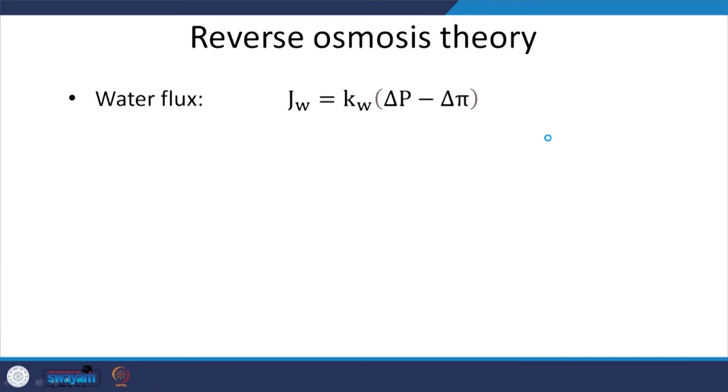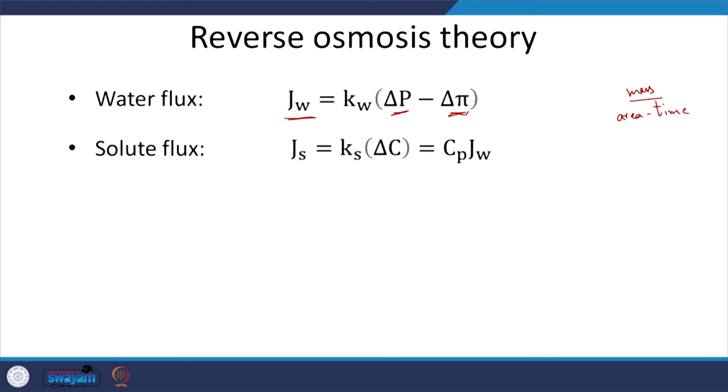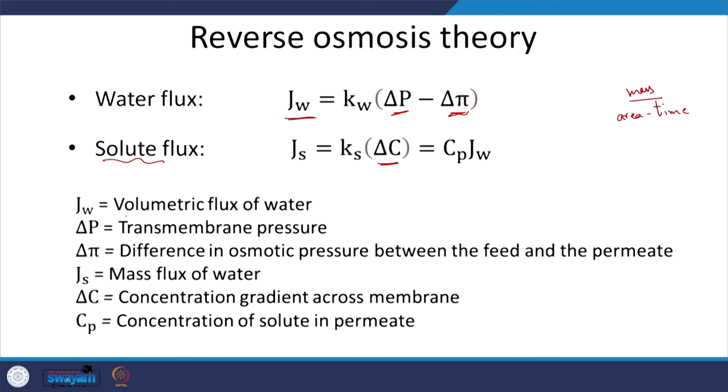Let us move on. So, theory and such is fine, let me not go into detail because this is a UG class. So, what does water flux depend upon? Flux is mass per area per time, typically you can look at the units and understand that in general. So, this is the transmembrane pressure, which is the case for every different kind of membrane, and this is the one that deals with osmotic pressure. For solute flux, I guess it depends upon the concentration gradient, right. So, let us see what we have: volumetric flux of water, transmembrane pressure, and difference in osmotic pressure between the feed and the permeate. So, that is the aspect here.